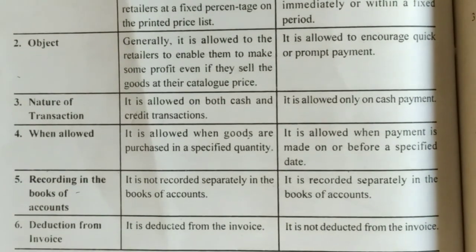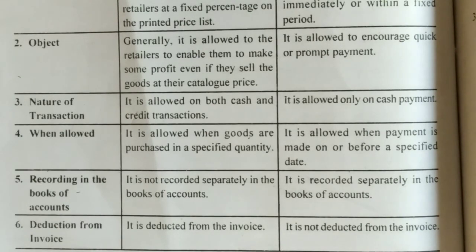Fifth point, recording in the books of account. Trade discount is not recorded in the books of account, whereas cash discount is recorded in the books of account. Deduction from invoice: trade discount is deducted from the invoice and cash discount is not deducted from the invoice. Invoice means bill.